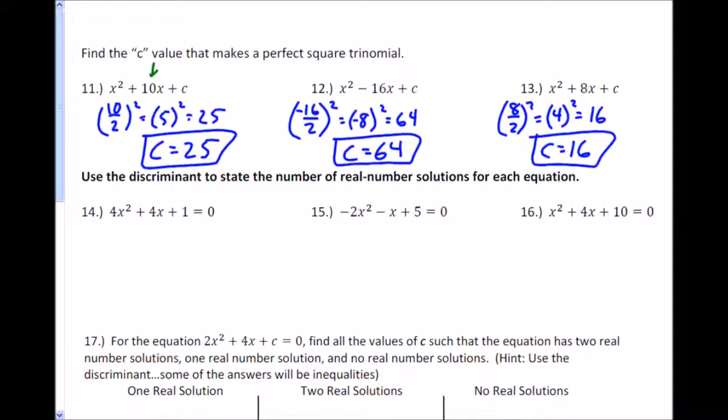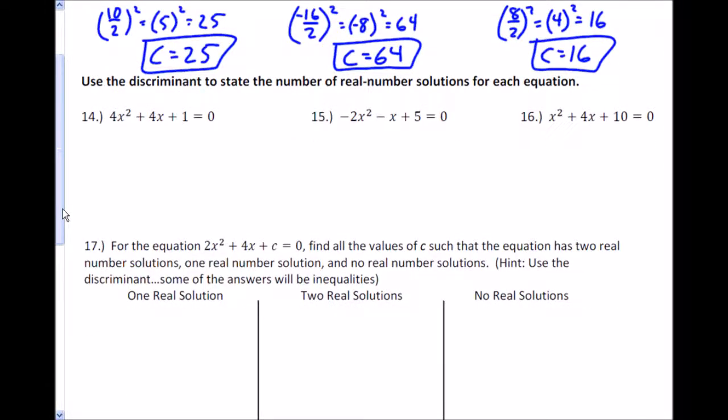All right, that's our process of completing the square. So in the next couple, it says to use the discriminant to state the number of real solutions. Remember, with our discriminant, if the discriminant is 0, there's 1 real solution. If the discriminant is positive, it's 2 real solutions. And if the discriminant is negative, it's no real solutions. All right, so remember, the discriminant is our b squared minus 4ac. Comes right from our quadratic formula.